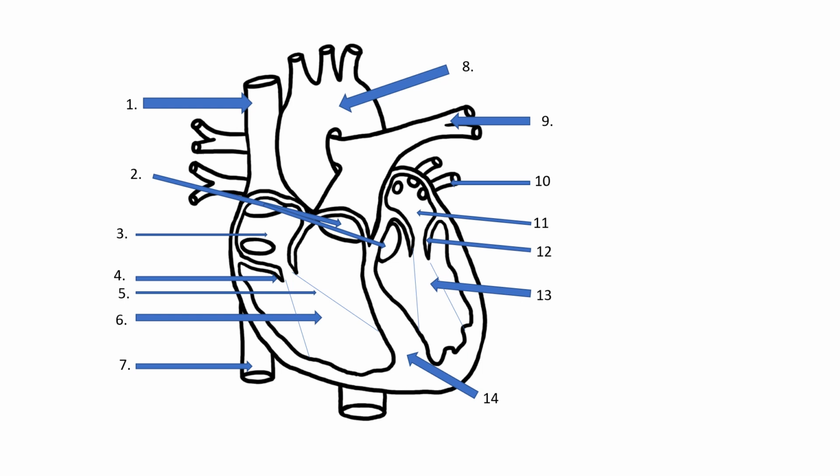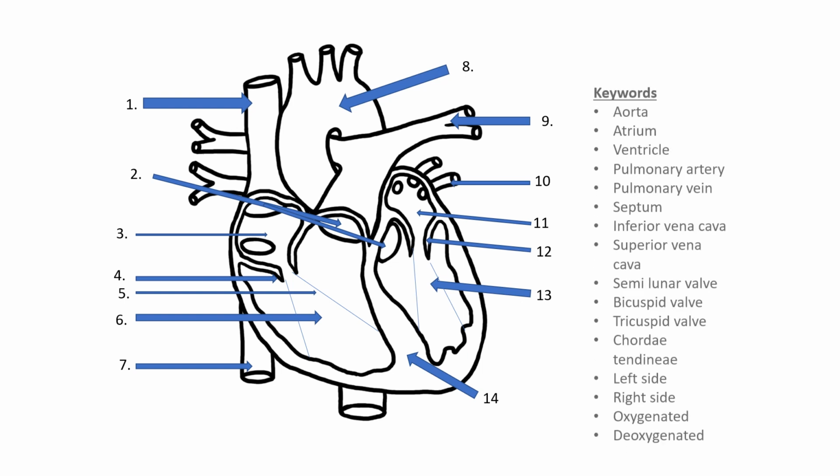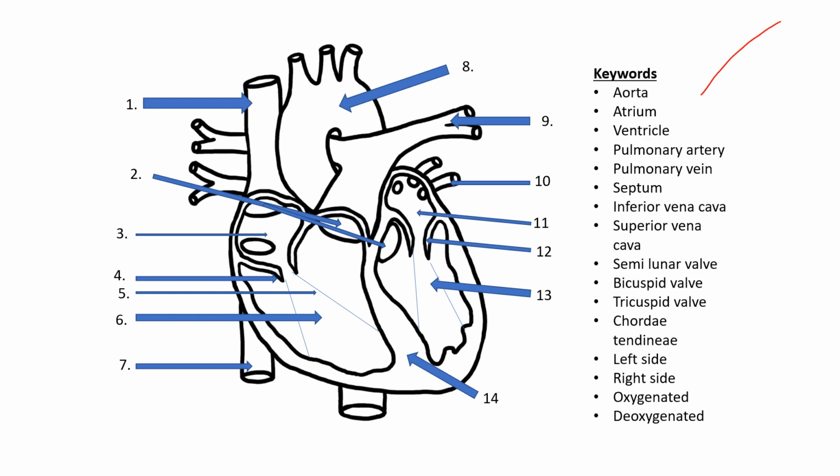So this is the prompt slide, and you might want to try and include these key terms on your diagram if you haven't already. Do try and identify which side is the left and which side is the right hand side of the heart as well, and what type of blood they carry. So pause the video if you need to use this slide.